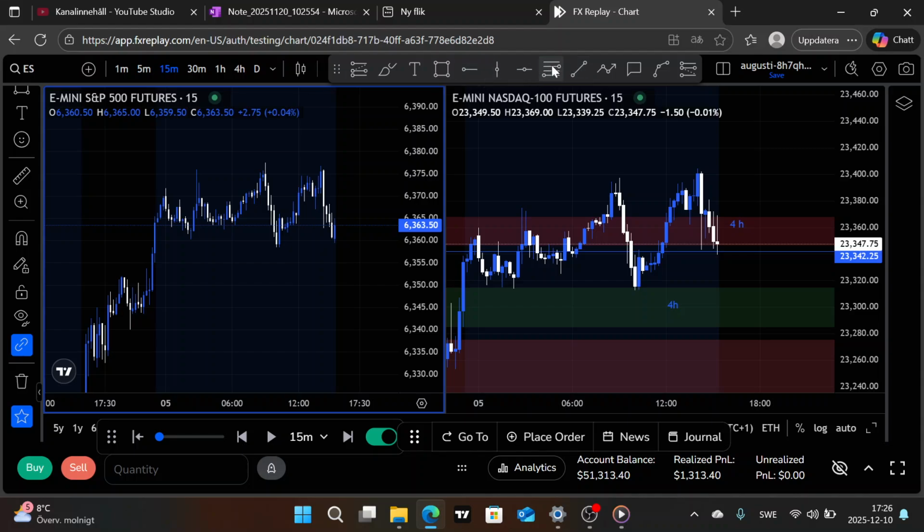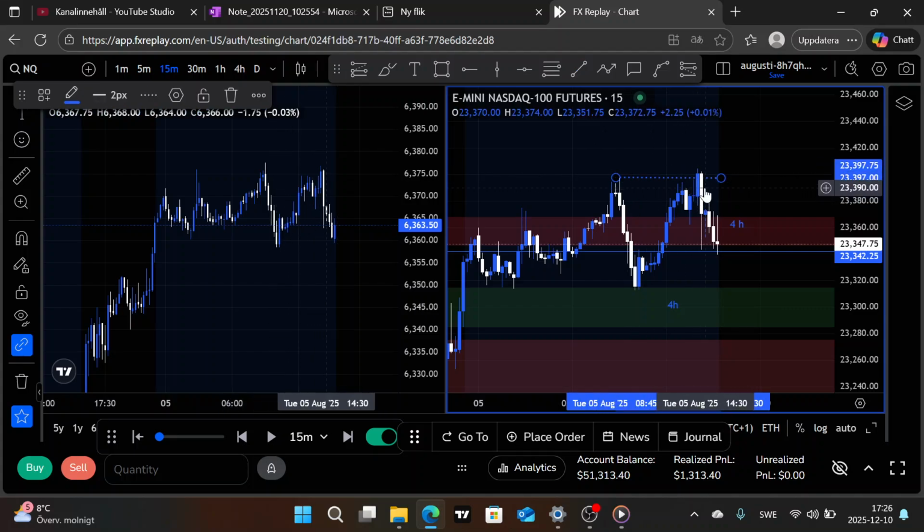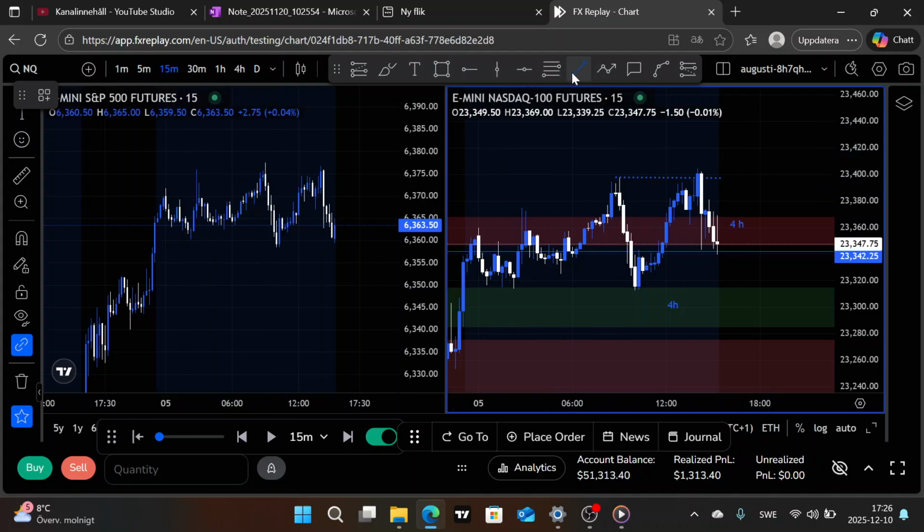So you can see here we sweep this internal high in NQ, and what does ES do? ES does not sweep. So we do have an SMT here.